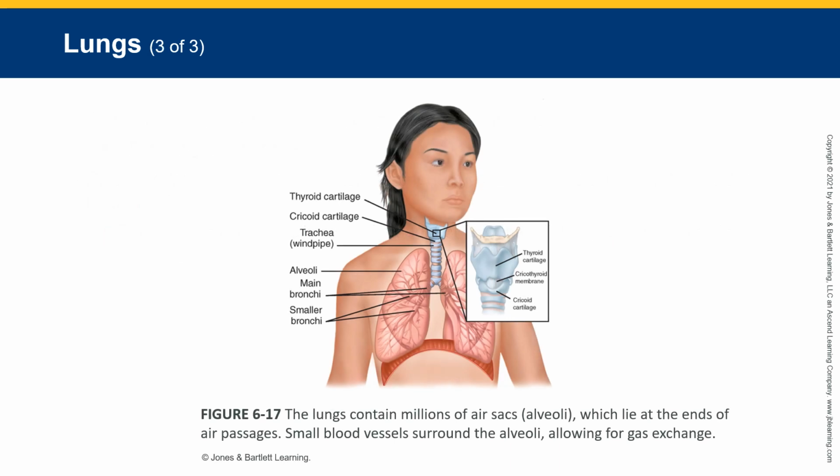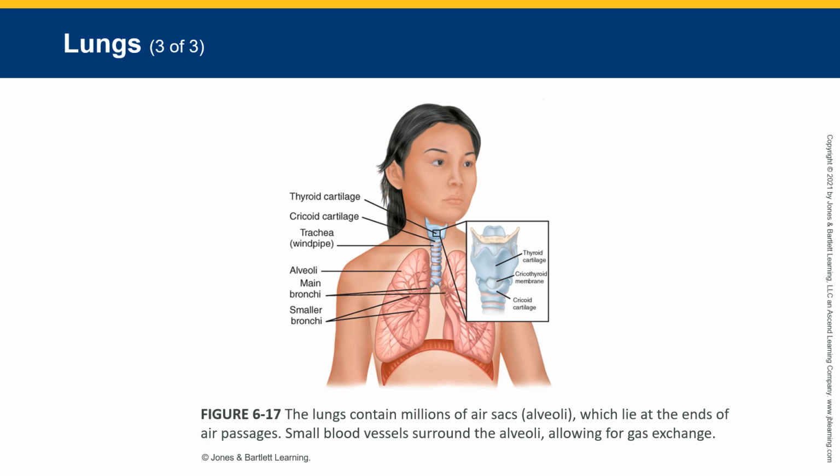Your thyroid cartilage and your cricoid cartilage are all part of this. Your trachea is also known as your windpipe. Someone might say they got hit in the throat, and they can't talk, they can't breathe. Probably because their trachea has some bruising or got damaged in some way.